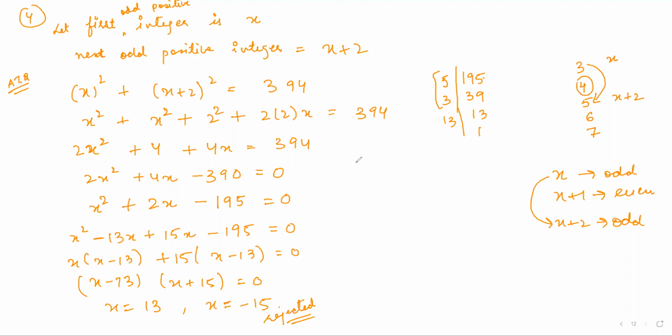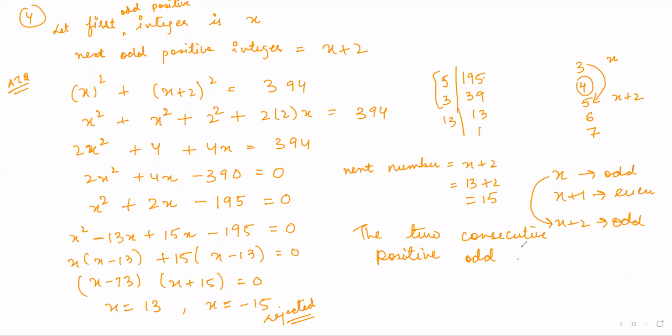Now one number is 13. So the next number is equal to x plus 2, which is 13 plus 2, which is 15. So the two consecutive positive odd integers are 13 and 15.